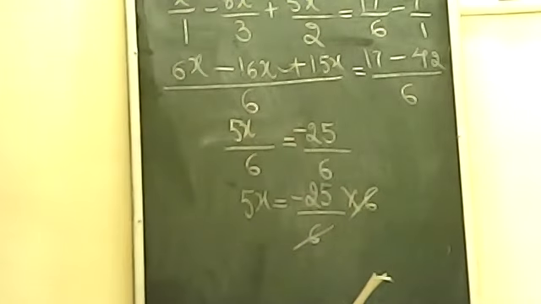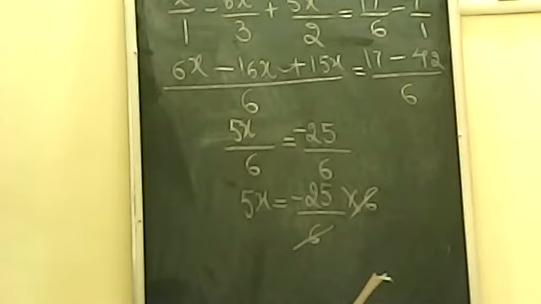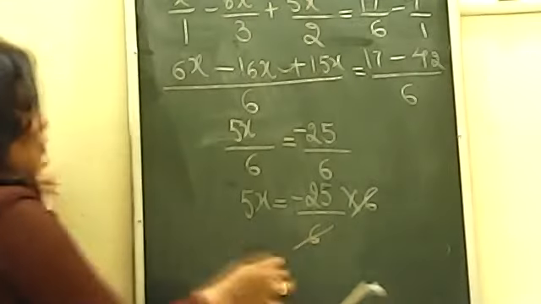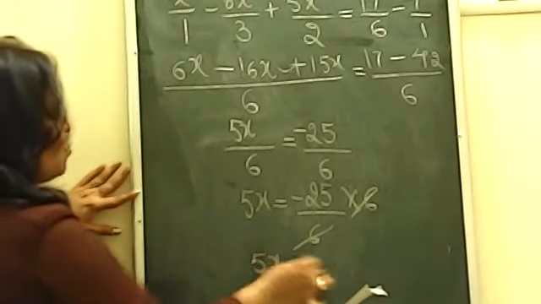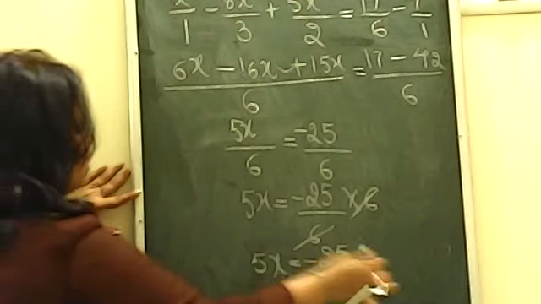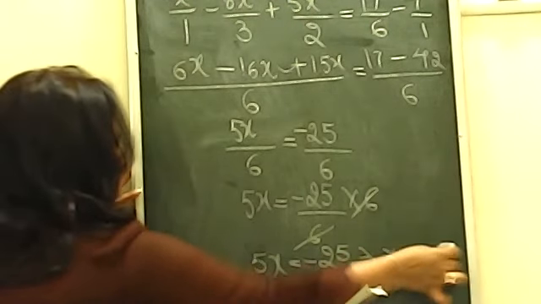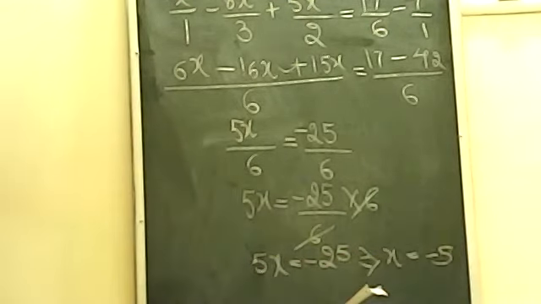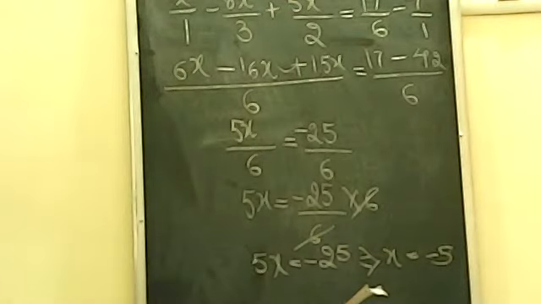तो ये वाला 6 और ये वाला 6 वैसे भी कैंसिल हो जाएगा. तो आप चाहो तो डायरेक्ट भी कैंसिल कर सकते हो, ठीक है, फॉर सेविंग योर टाइम. नाउ इट विल गिव यू 5x is equals to -25. जब सॉल्व होगा तो इट विल गिव यू x is equals to -5. Finish. So the solution of this particular question will be -5.